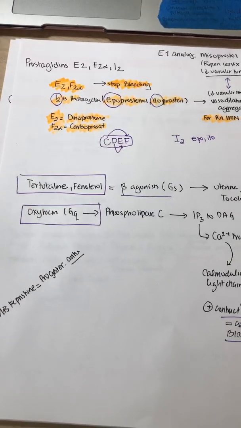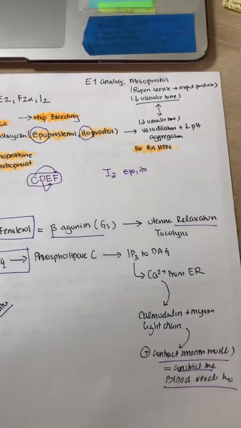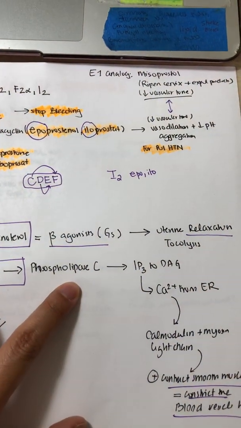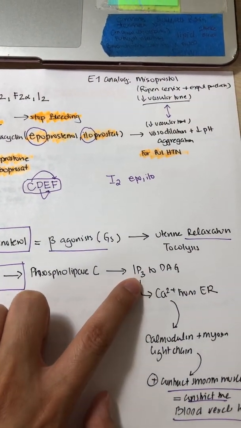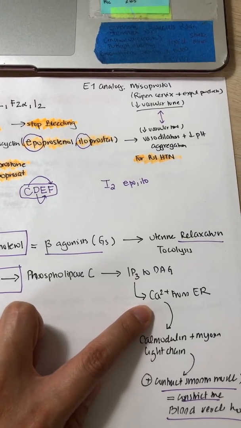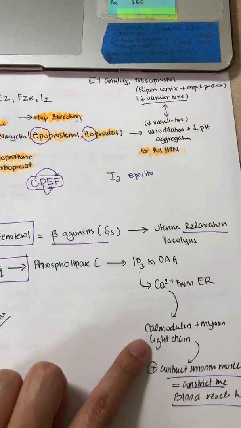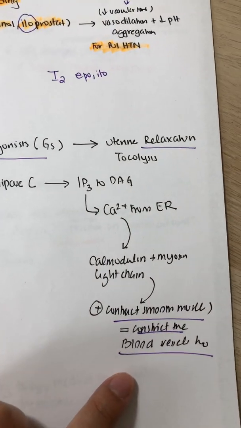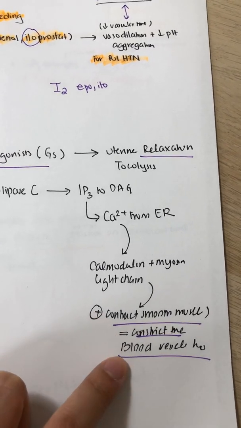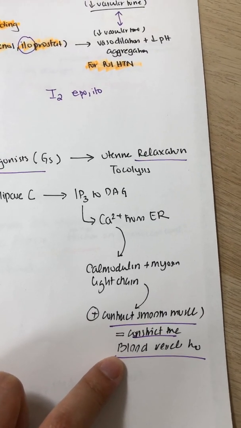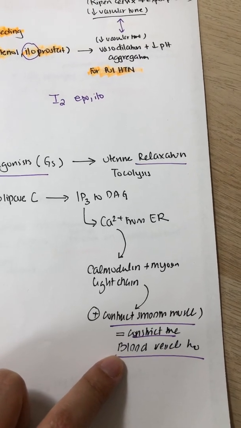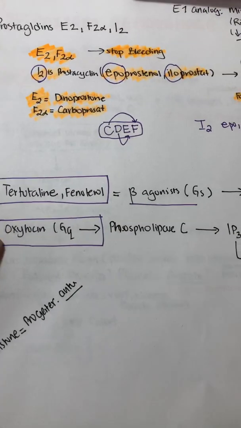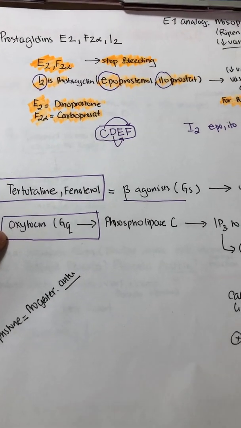The pathway is a Gq receptor pathway. It activates phospholipase C, which converts PIP2 to IP3 and DAG. IP3 releases calcium from the ER. Calcium binds to calmodulin and myosin light chain kinase, contracting the smooth muscle of the uterus, and the uterus has blood vessels running parallel within the smooth muscle. So when you contract the smooth muscle, it will constrict the blood vessels. That's how you use oxytocin for postpartum hemorrhage to stop it, right?